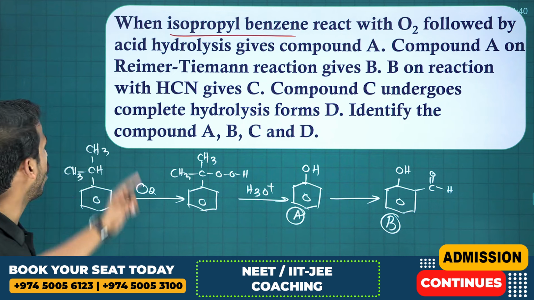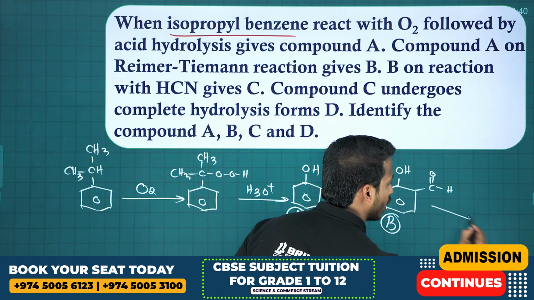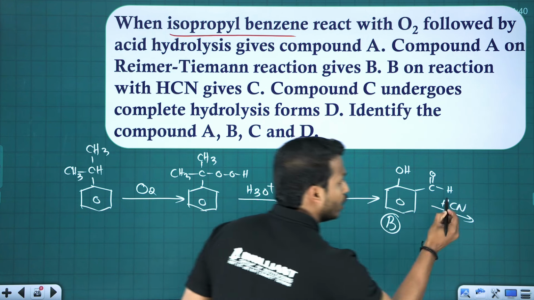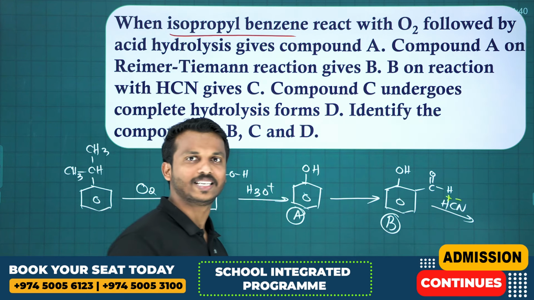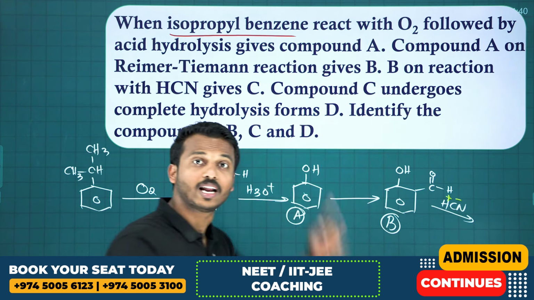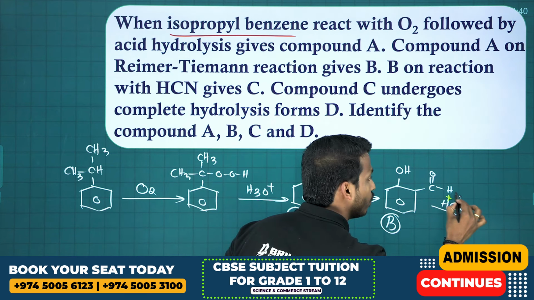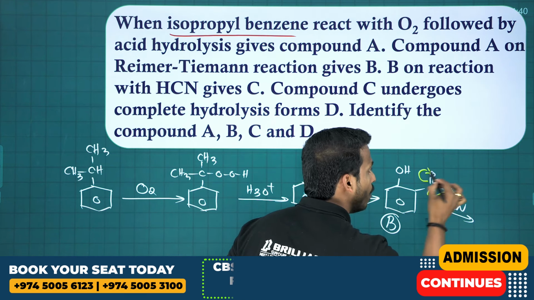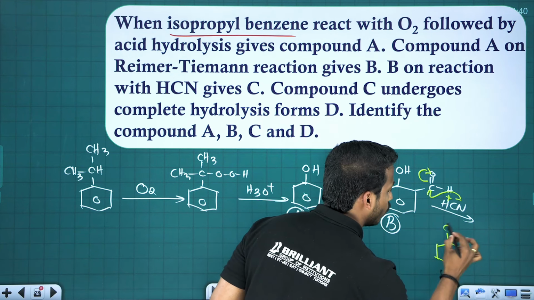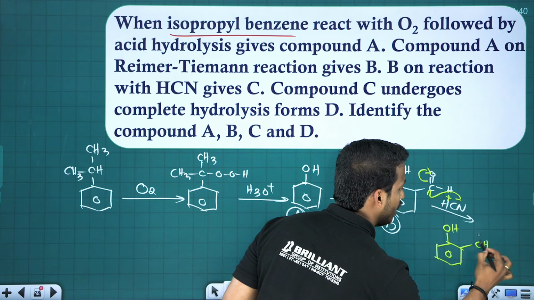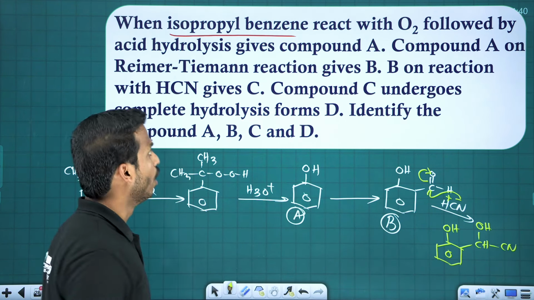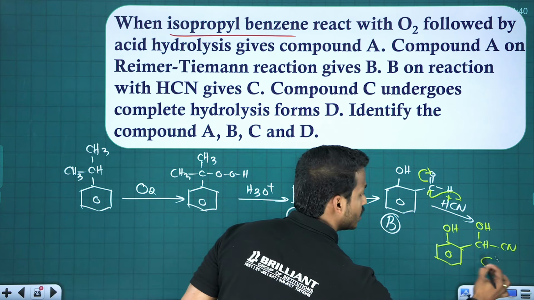Ready? And B on reaction with HCN. What happens if you react it with hydrogen cyanide here? H plus is there, CN minus is there. Who is the nucleophile? Cyanide. This reaction we studied in our aldehyde chapter. So CN will attack on C, O becomes O minus, and to the O minus, H will attack. So we get benzene with OH, and then we have CHOH and CN. We get cyanohydrin. So that is compound C.